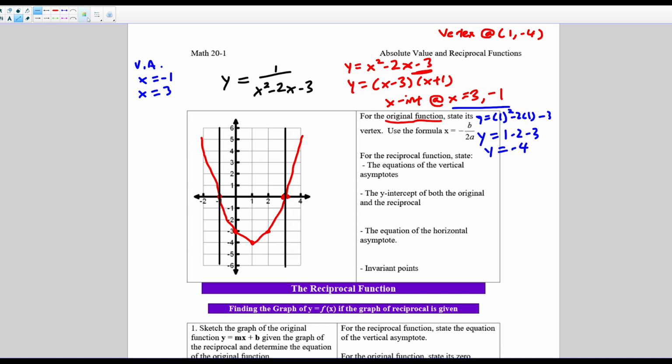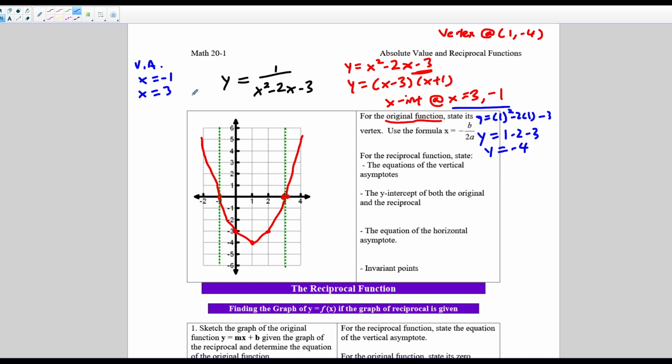We're going to make them both green, let's say. So I've got one green line there, and let's make it a dotted line. Let's do a second green line, and let's make this one a dotted line as well. So we have our vertical asymptotes in place.